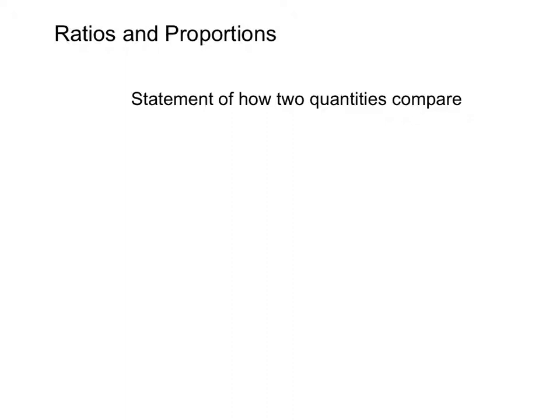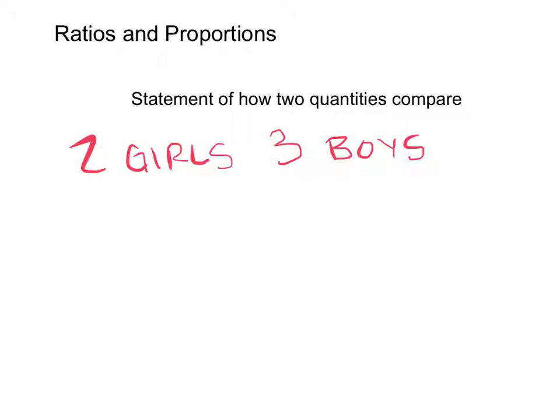Let's say that in a school there are 2 girls for every 3 boys. You can write this ratio in a couple different ways. One way that you might see it is as this: 2, then a colon, and 3. So 2 to 3 is the ratio of girls to boys.